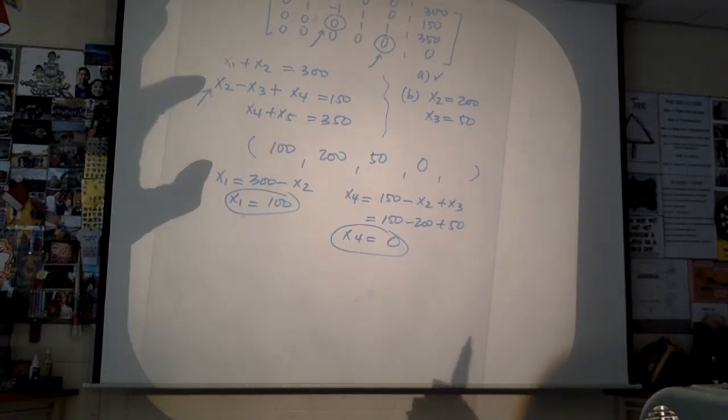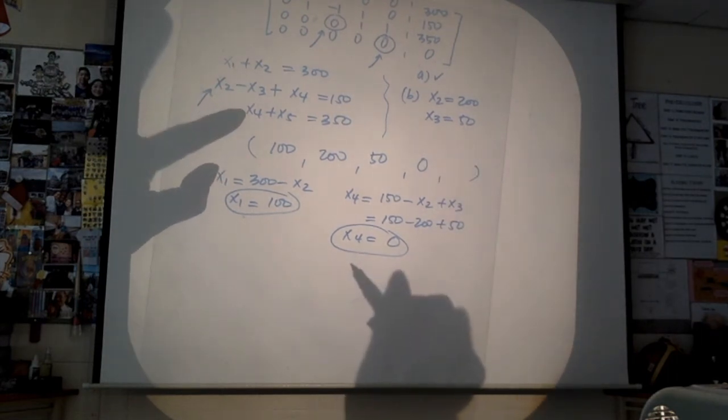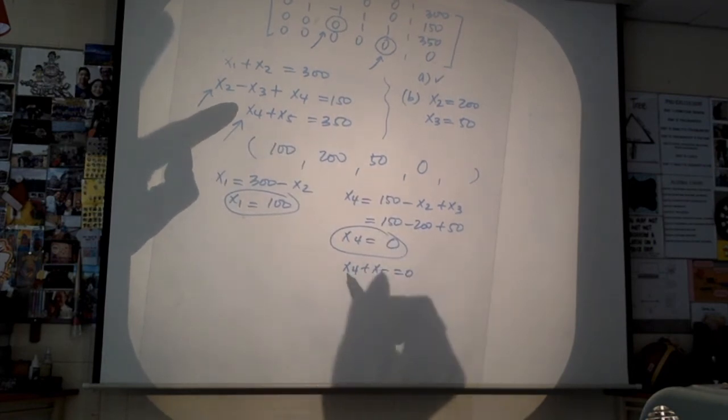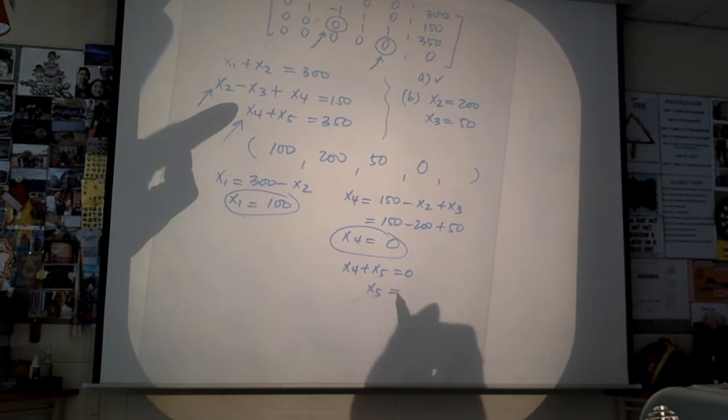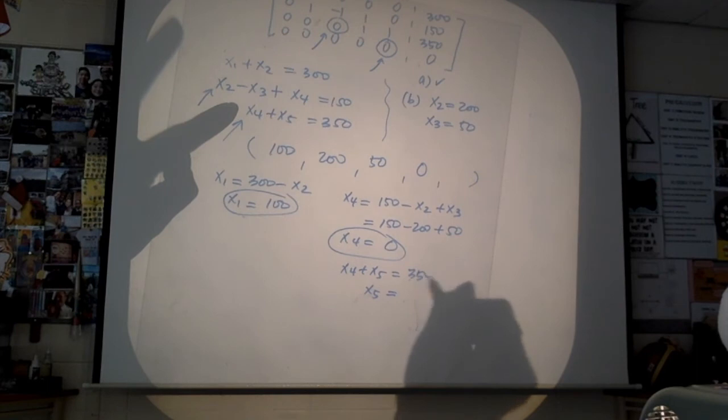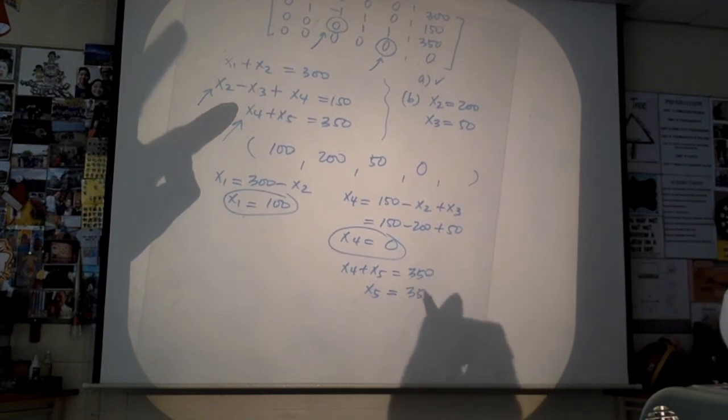Now x sub 5 is here. x sub 4 is 0. We're going to use this equation now. Well, x sub 4 plus x sub 5, I'm sorry, this is 350. So if x sub 4 is 0, that means x sub 5 must be 350.